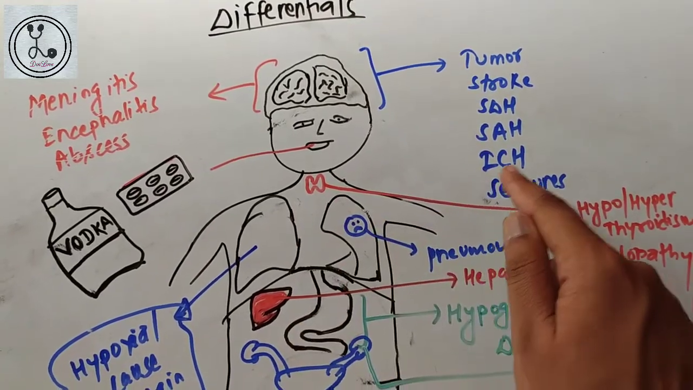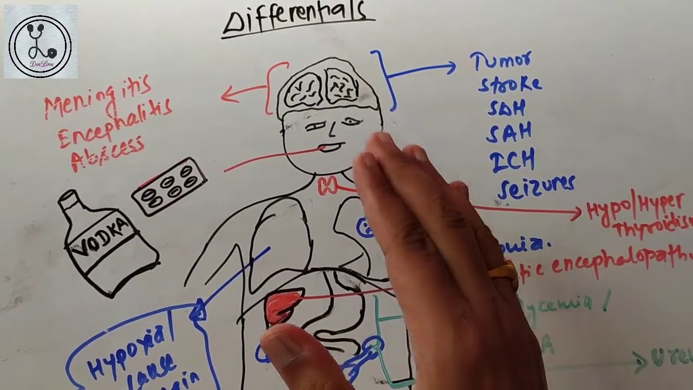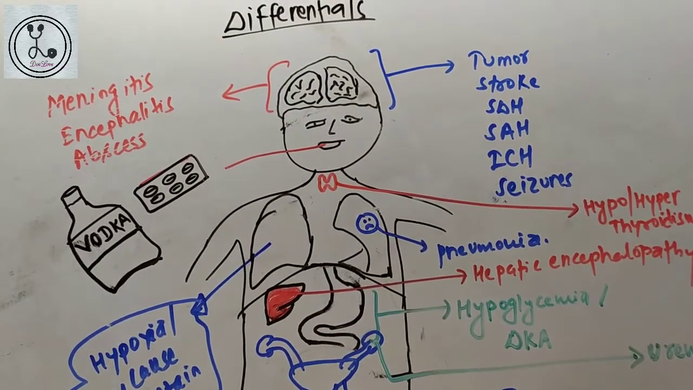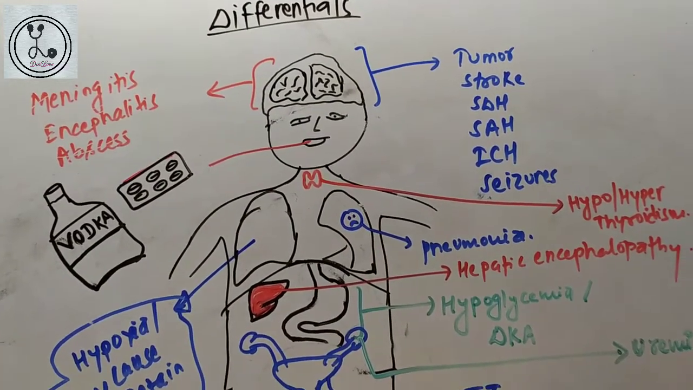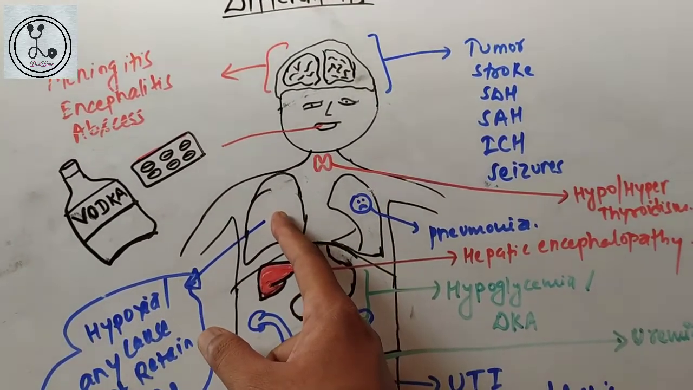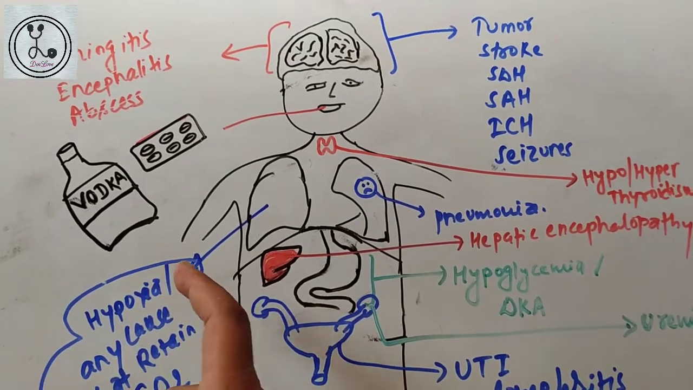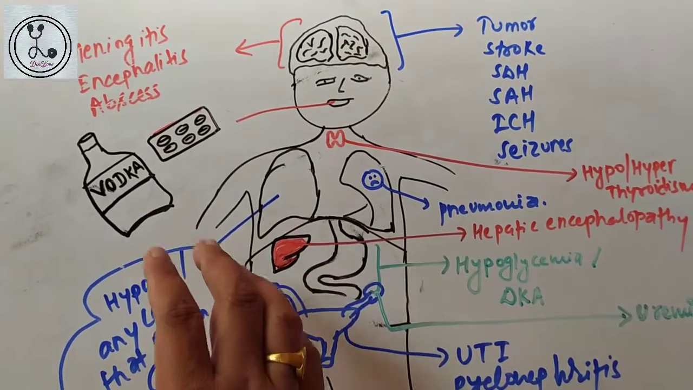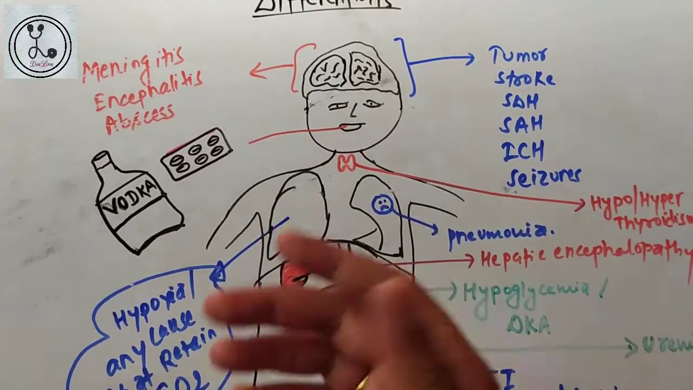And there are some causes related to the thyroid gland. Either hypothyroidism or hyperthyroidism can cause altered mental status. And there are some causes related to the lungs. In the lungs, if any cause is producing hypoxia or retention of carbon dioxide, then that may lead to altered mental status.